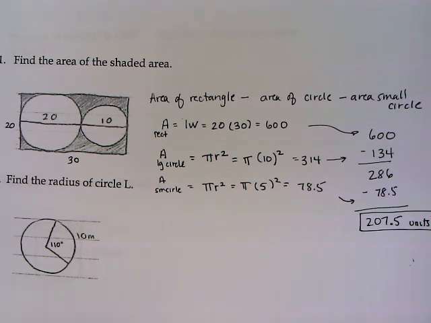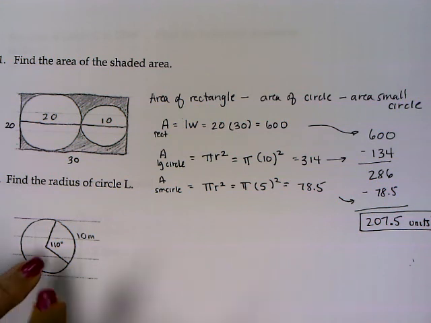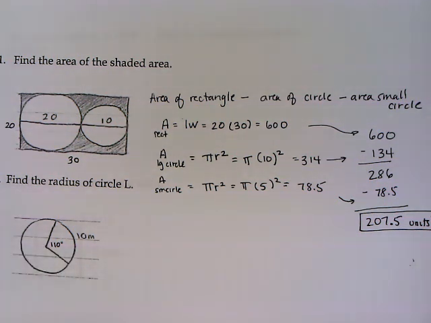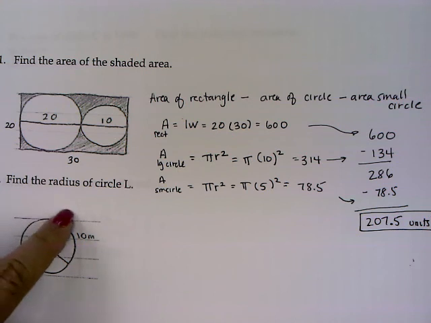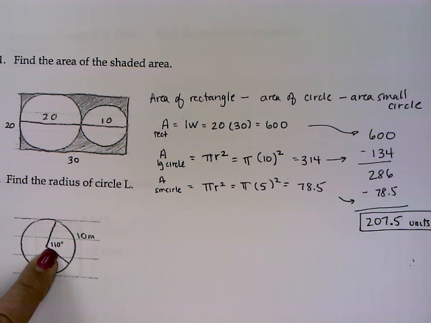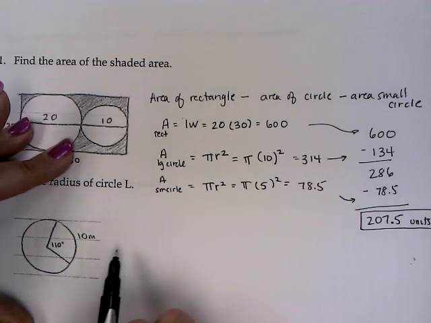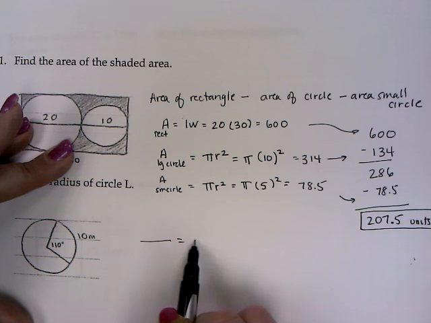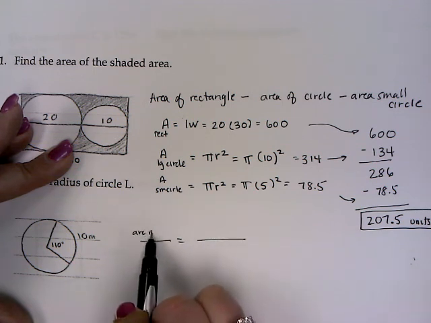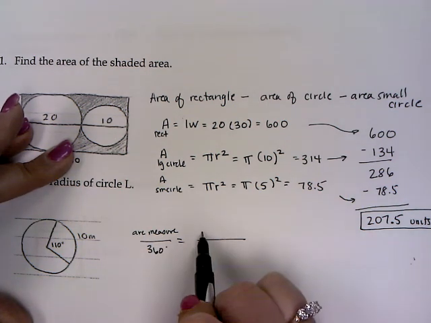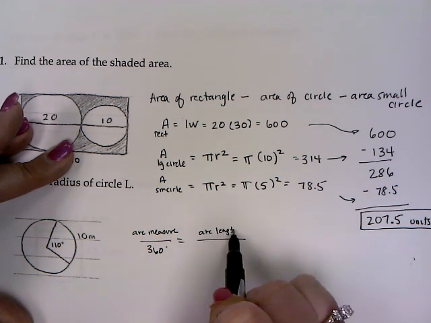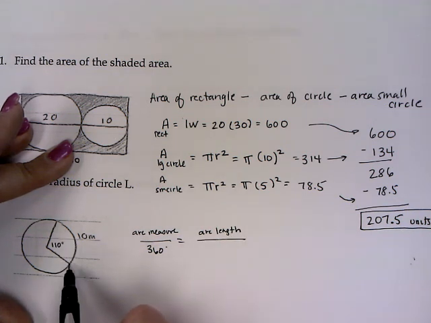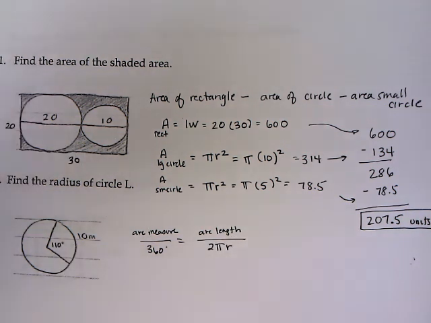Number 2 says, find the radius of circle L. Here I have some sector stuff going on. I have the length of my arc being 10, and I have the measure of my arc being 110. So I can use the formula that says arc measure over total measure of my circle equals arc length over 2 pi r, because it's a piece of the circumference that we're trying to find.